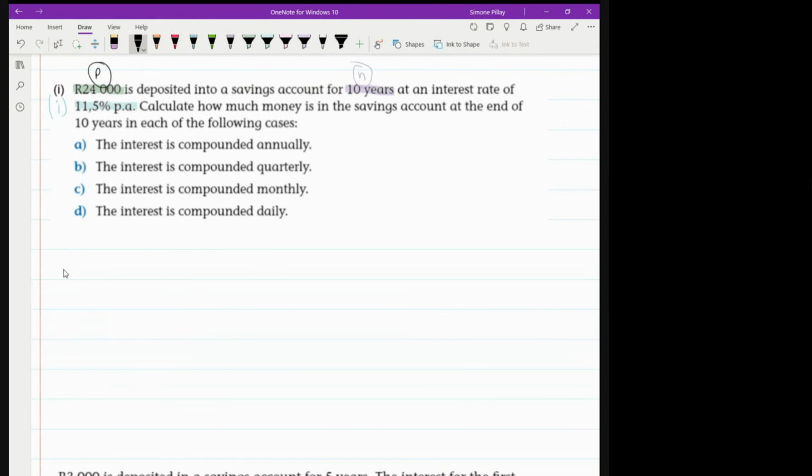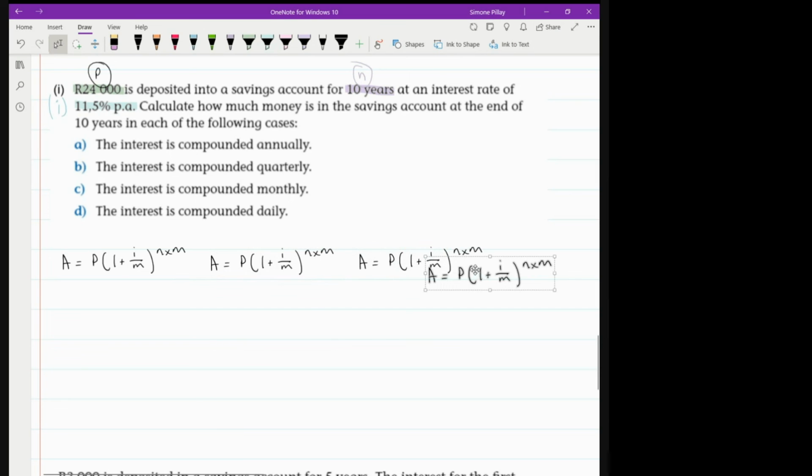So immediately I know I'm going to have to do 4 calculations. So it's going to be A is equal to P times (1 plus i over m) to the power n times m. And then what I want to do is copy and paste it, so we're going to have that there, and that there, and let's bring in a last one up here.